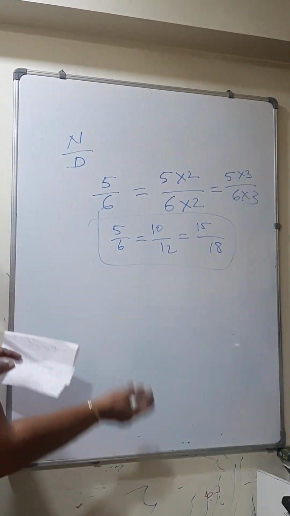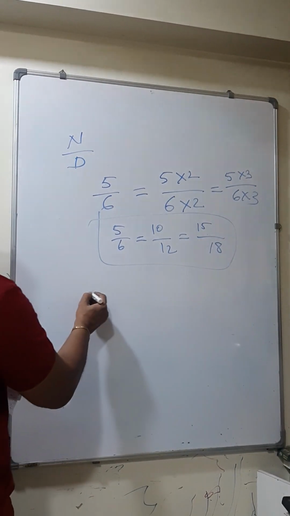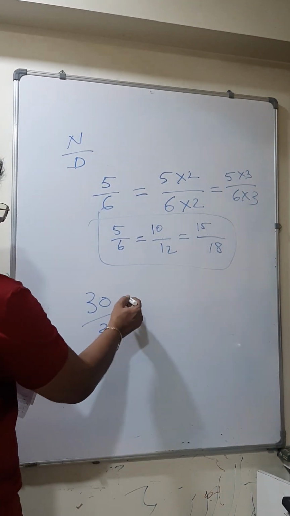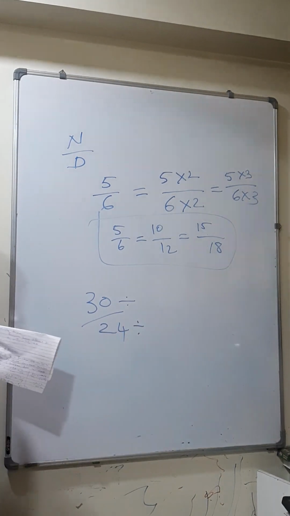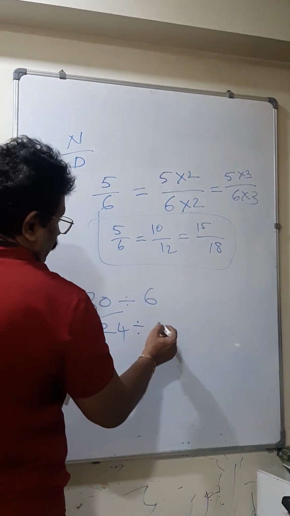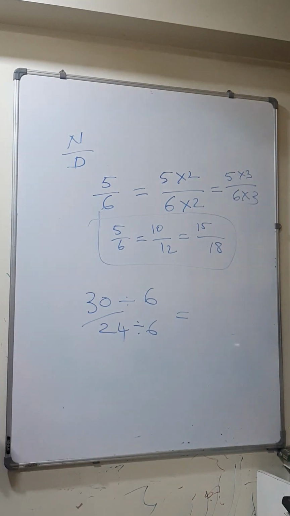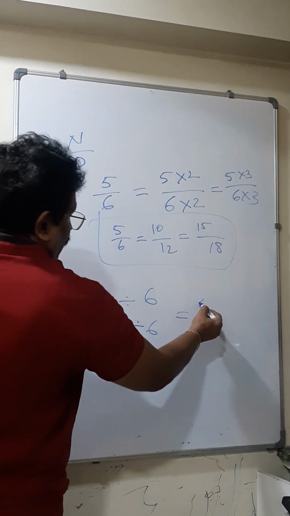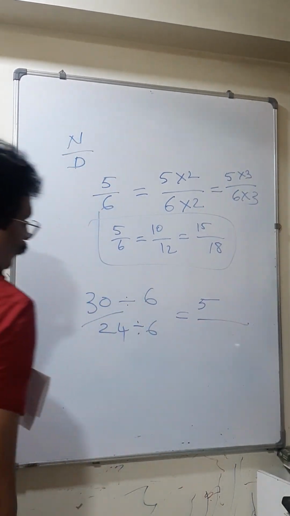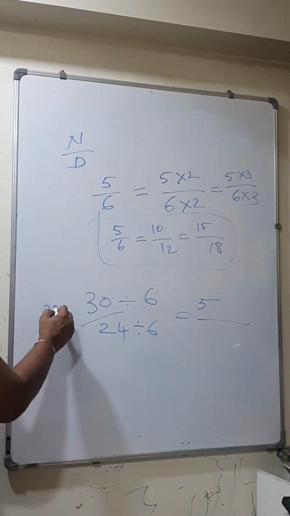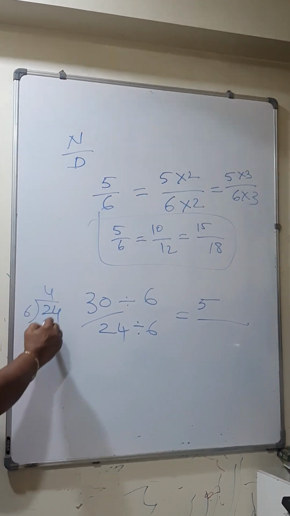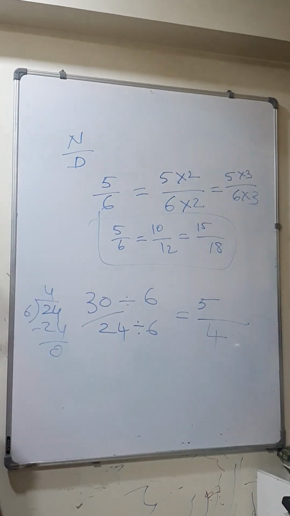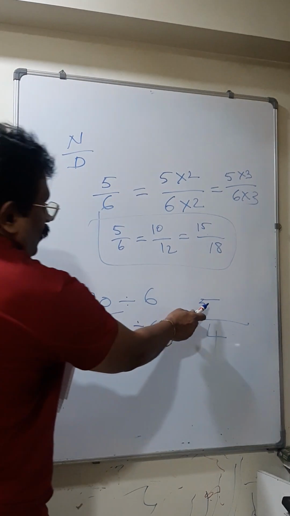Now, I'll give you one more example where we will divide and see. Say for example 30 by 24. Let us divide the numerator and the denominator by, say, 6. So what will this fraction become? 30 divided by 6. Kitna hai 30 divided by 6? 6 5s are 30. That is 5. Upon 24 divided by 6 kya hai? 6 4s are 24. So it is 4. So 30 by 24 is equal to 5 by 4.